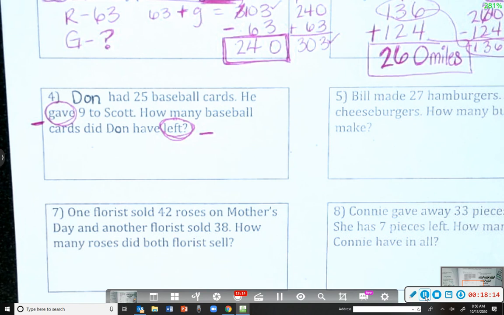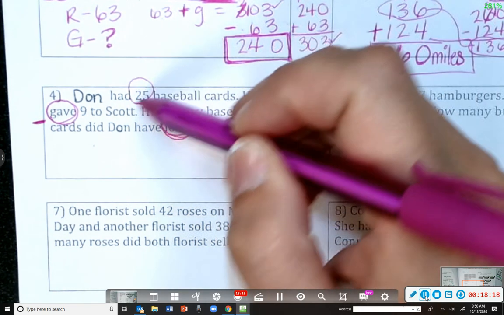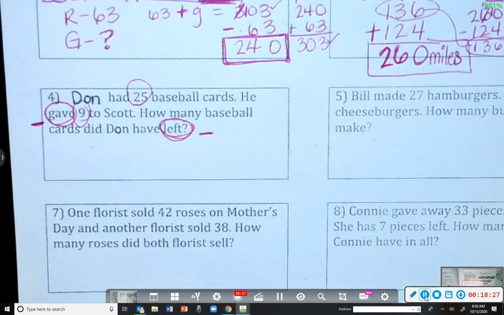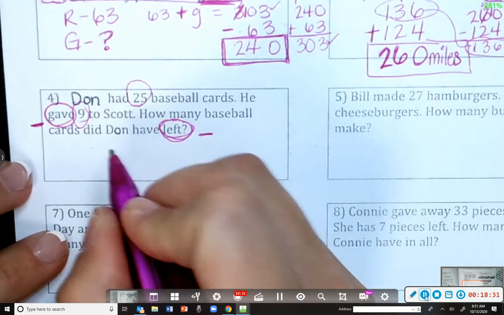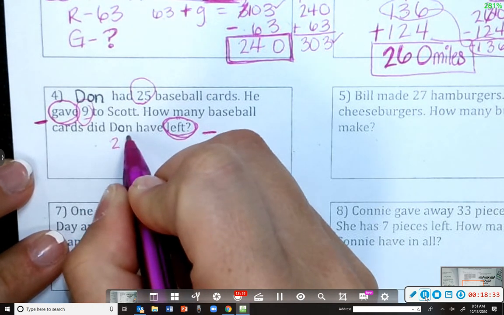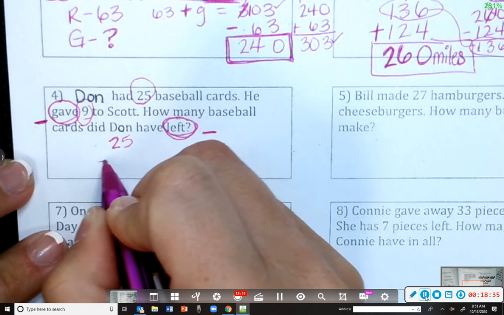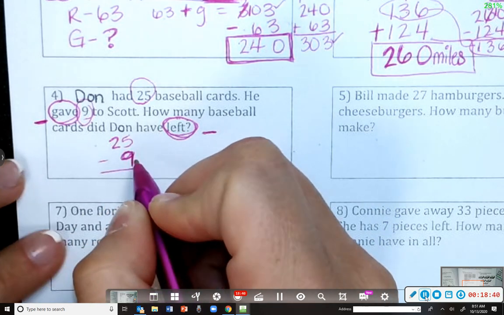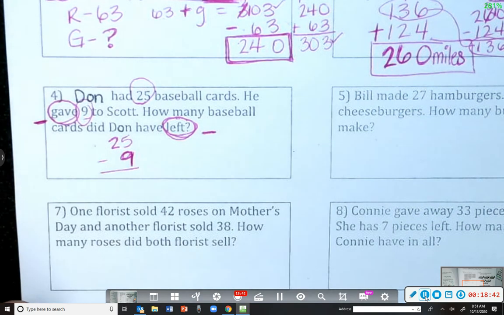Okay, so he starts out with 25 baseball cards. He gave 9 to Scott. How many does he have left? So, what should our plan be? Subtract the 2 numbers. Good. 25 minus 9. Okay. Go ahead and work that out and let me see what you get.